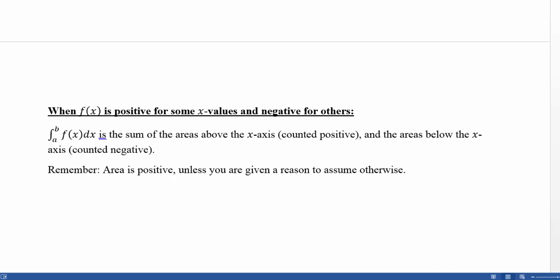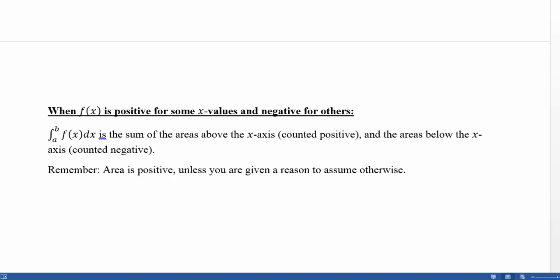The definite integral when some areas are positive and some areas are negative. So we've talked about what it means for the area under the curve to be positive. Our function is above the x-axis and we're counting our areas as positive. We've talked about what it means when the area under the curve is negative.